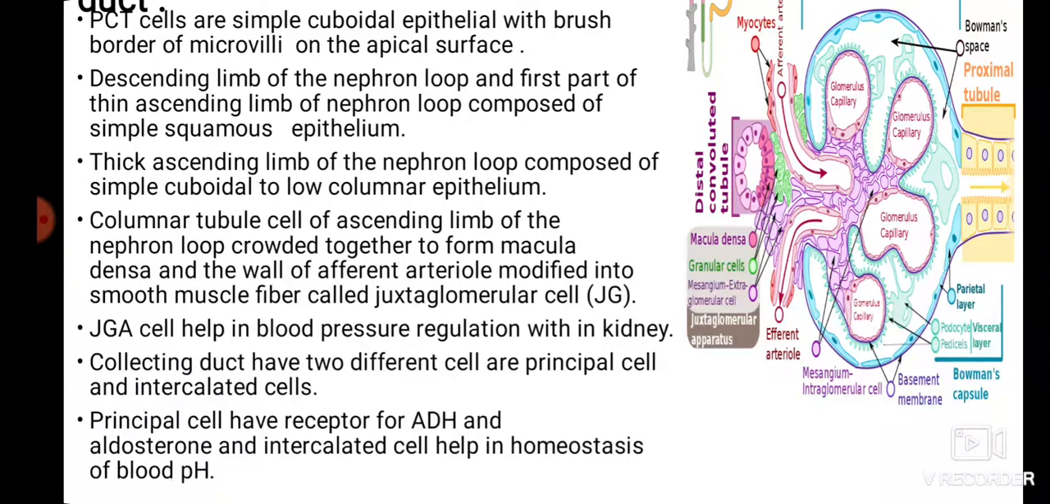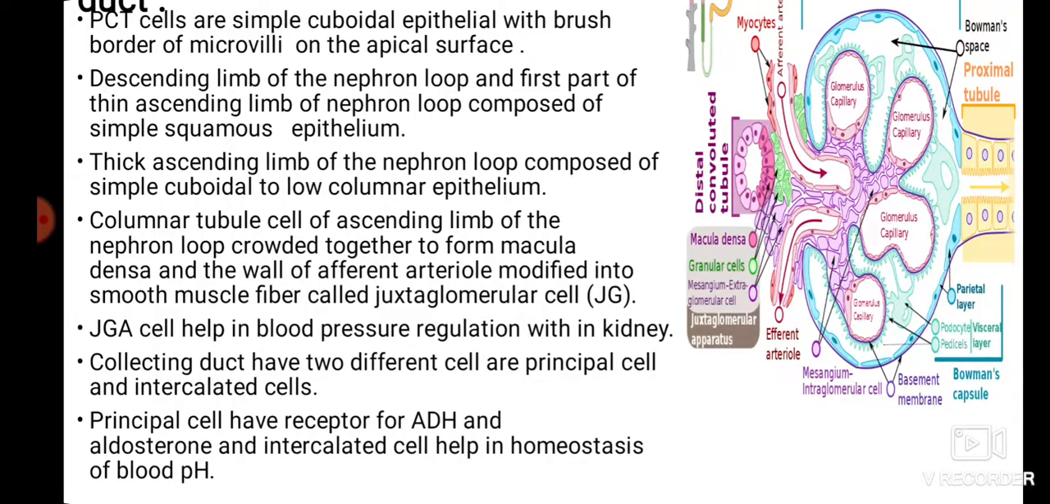The principal cell has a receptor for antidiuretic hormone, which reabsorbs the water in the DCT and also in the CT. So the principal cell has receptors for ADH and aldosterone hormones, okay. And the intercalated cell helps in the homeostasis of blood pH. They maintain the pH of the blood, okay.